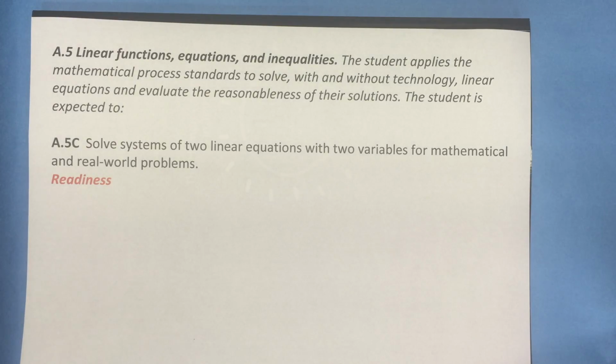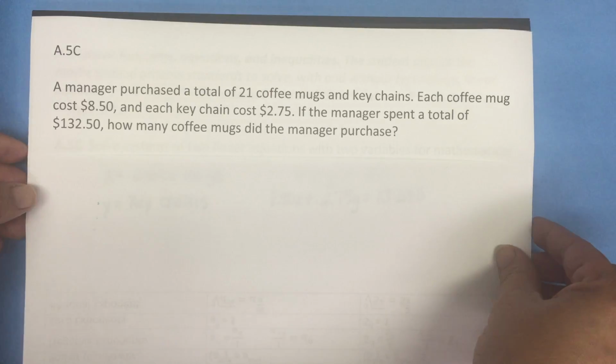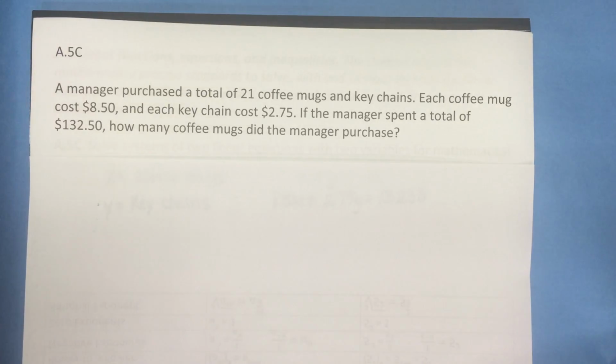We're looking at standard A5C, which says solve systems of two linear equations with two variables for mathematical and real-world problems. I've already shared in a previous video an example problem and how to solve it using the elimination method. I'm going to take that same problem and show you how you can use a TI-Nspire graphing calculator to solve the systems of equations.